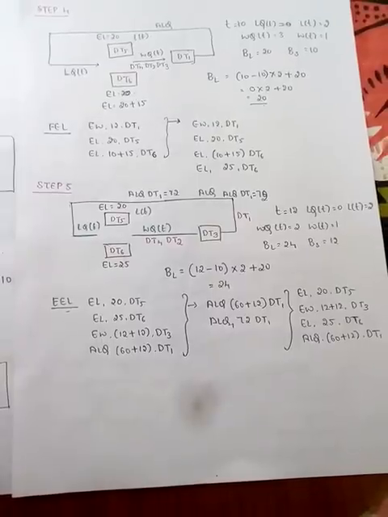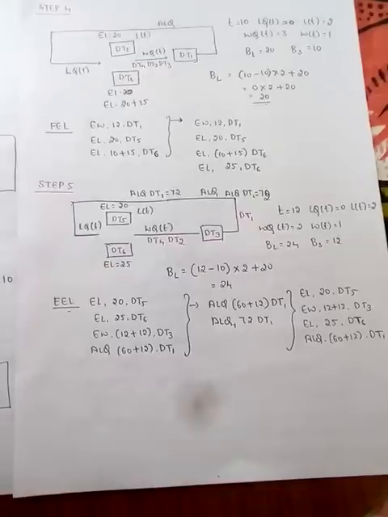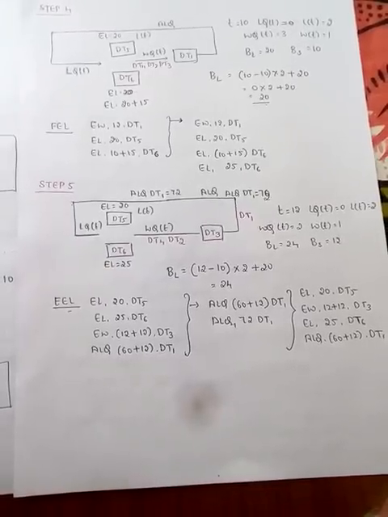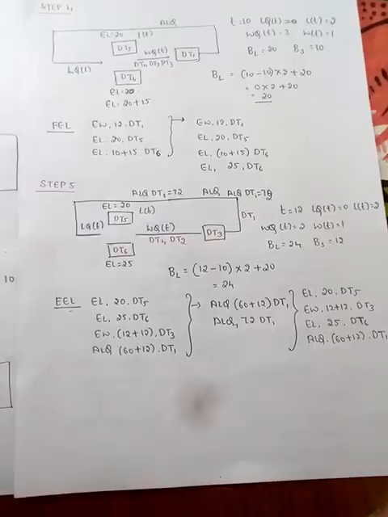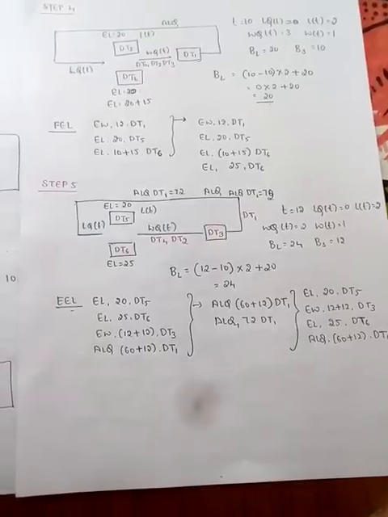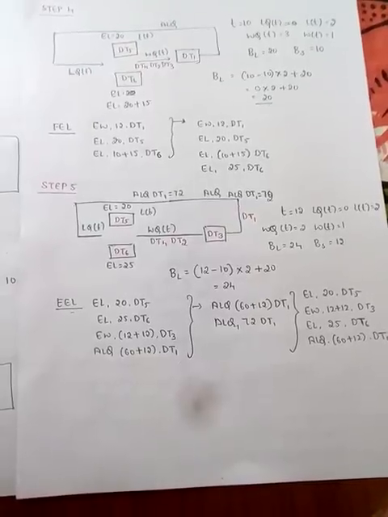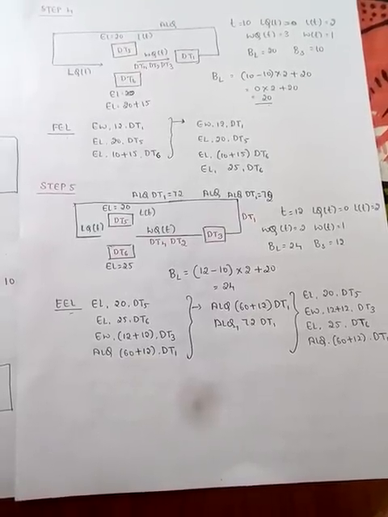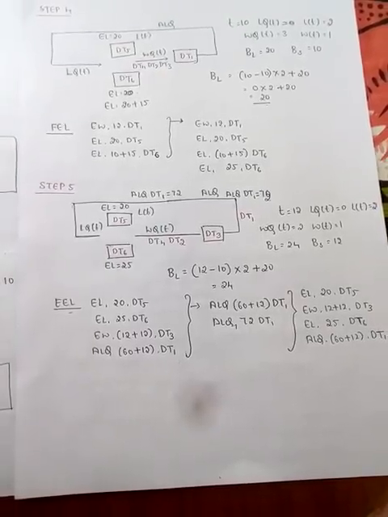I am going step by step. First I am coming to the loading part. In my loading part there are 2 trucks. So I will take the first truck, DT5. The value of DT5 is 20: EL, 20, DT5. The next truck is DT6. Its value is 25: EL, 25, DT6.